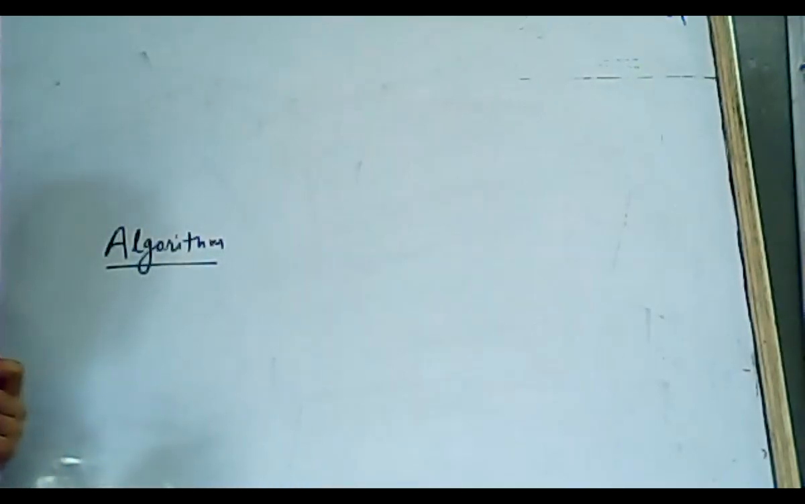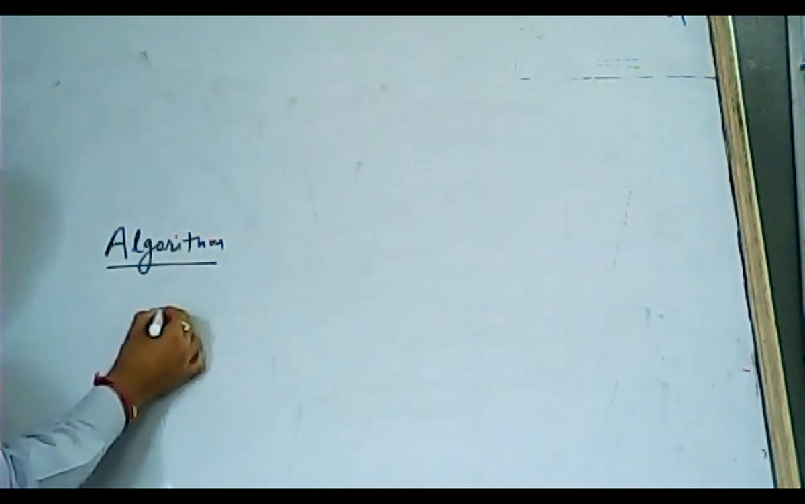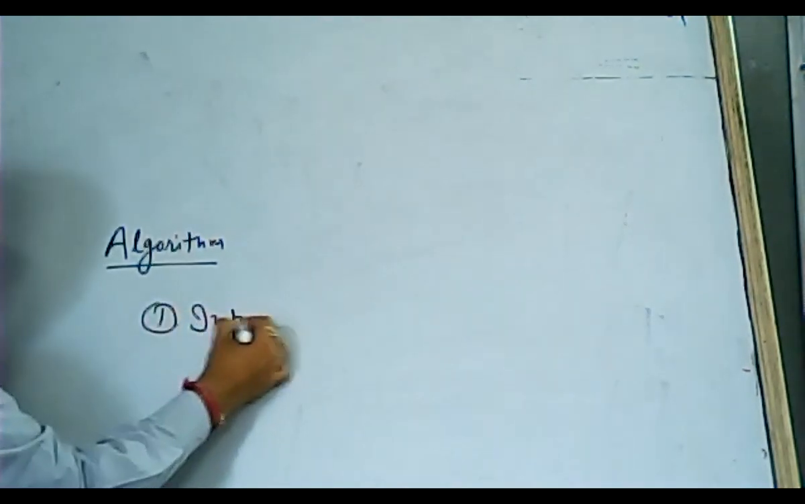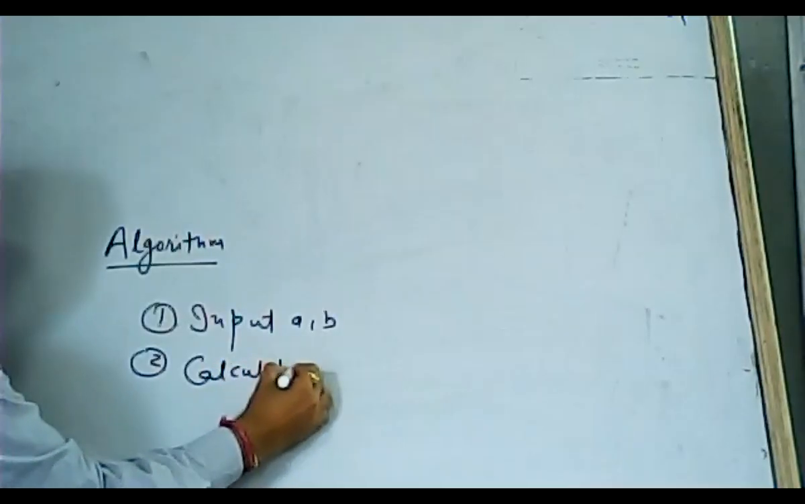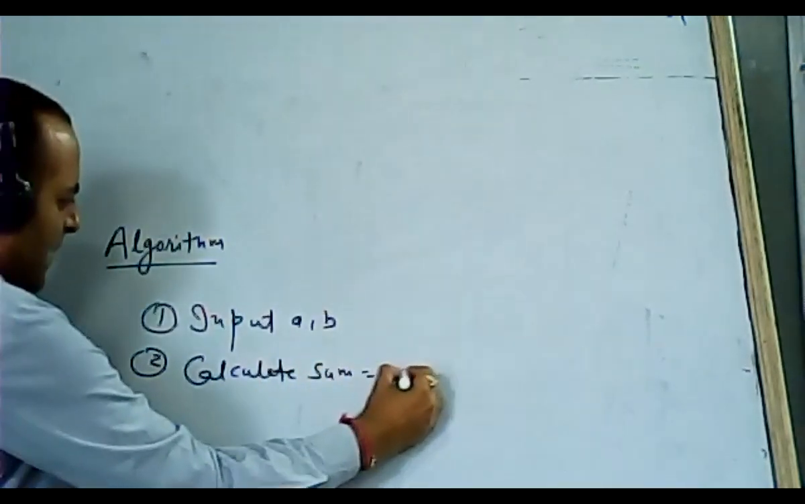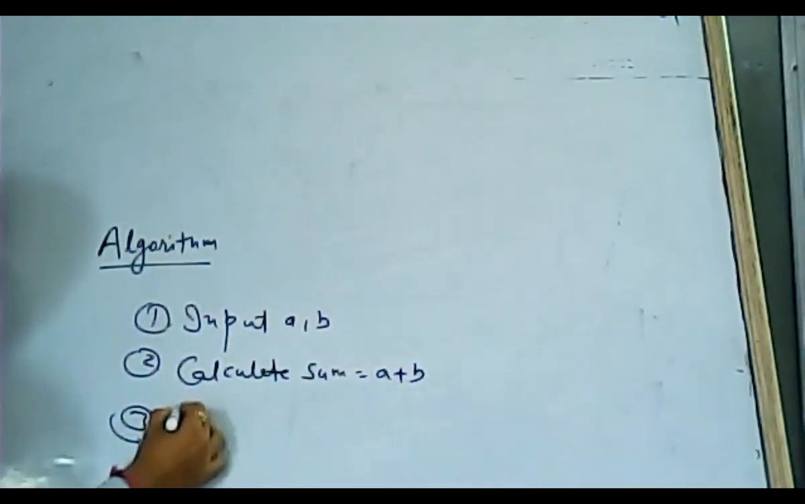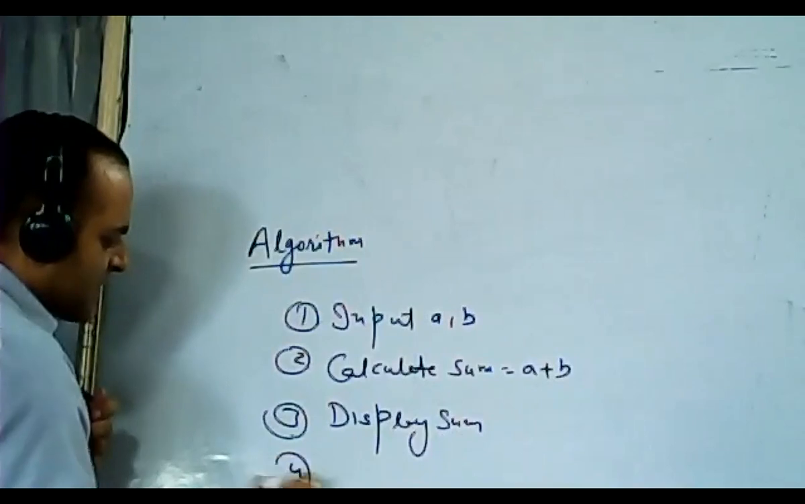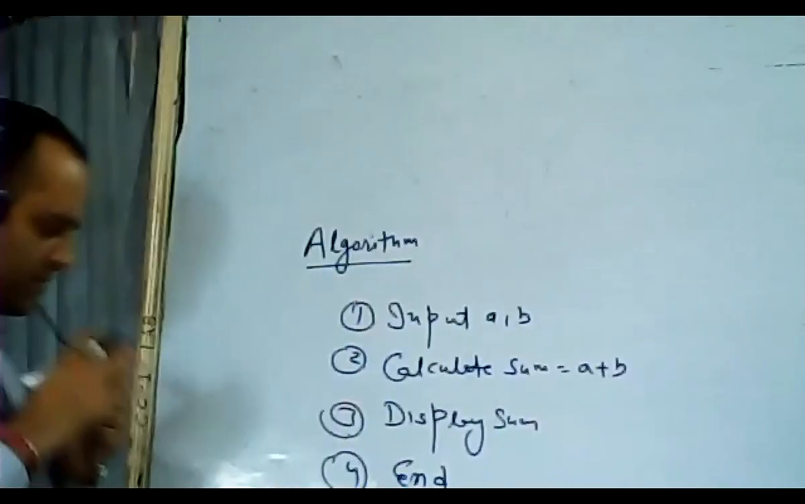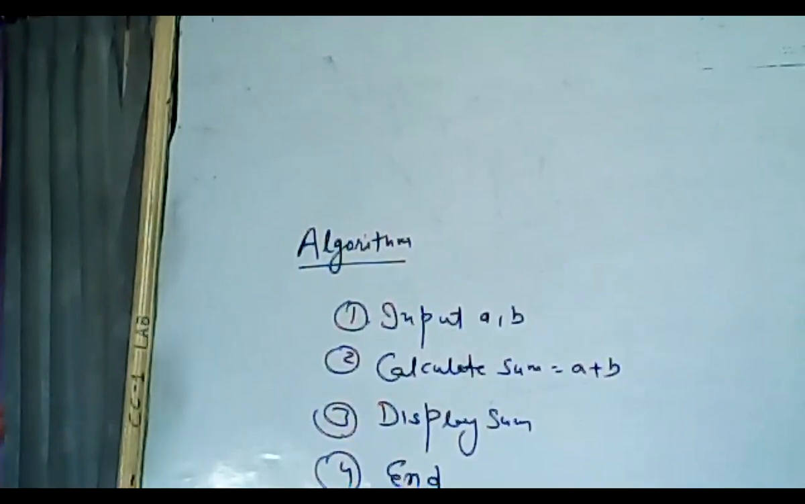Now suppose I ask how you will write an algorithm for adding two numbers. So first step will be you will input two numbers which are going to be added. Second step will be calculate sum is equal to a plus b. Third step is display sum. And fourth step is end. Yes or no? Yes, sir.